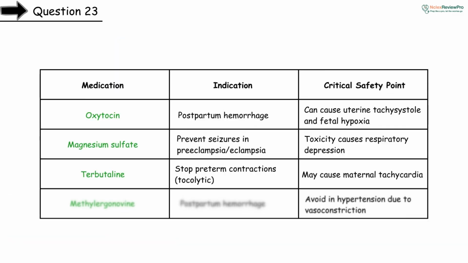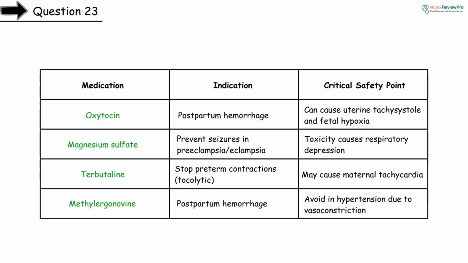Now, let's anchor this with a quick pairing. Oxytocin, postpartum hemorrhage, watch for uterine tachysystole. Magnesium sulfate, seizure prevention, watch for respiratory depression. Terbutaline, stops contractions, watch for maternal tachycardia.